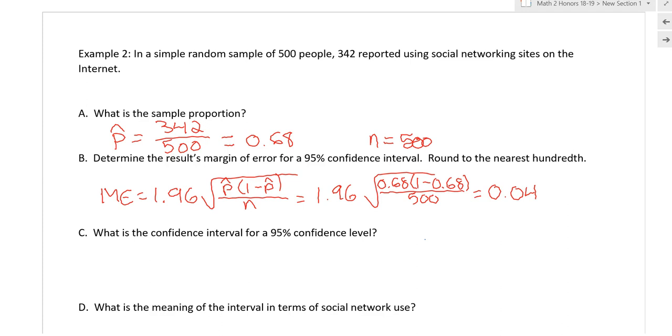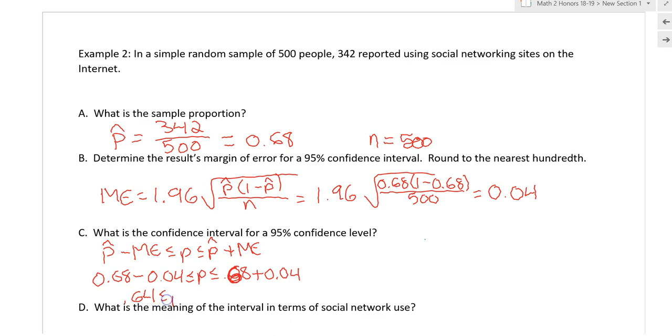Then, 95% confidence interval. p hat minus your margin of error is less than or equal to p, which is less than or equal to p hat plus your margin of error. So 0.68 minus 0.04, and 0.68 plus 0.04. That's 0.64 and 0.72.